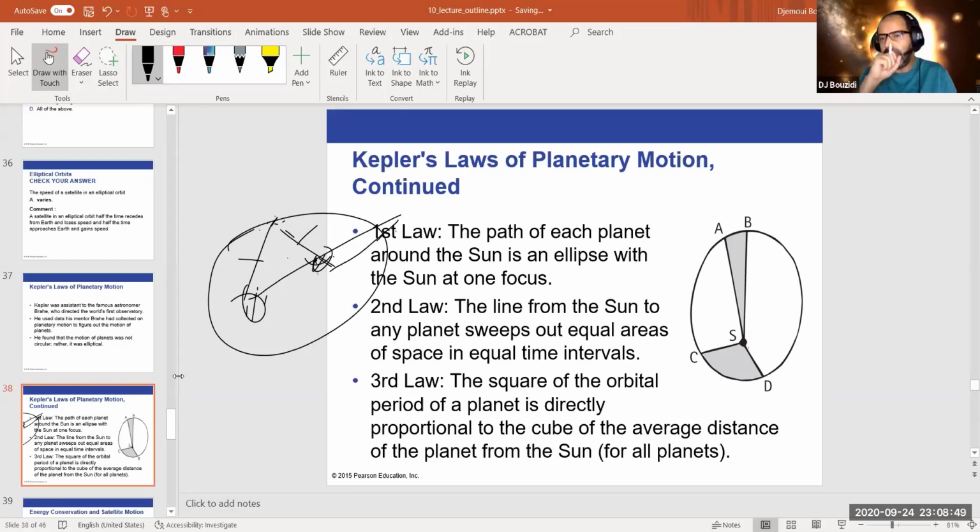So, the second law says, if you take a line and draw it from where the sun is to any planet, and at that time the planets that were known were Mercury, Venus, excuse me, Mars, and of course Earth. Now we know that Earth is a planet too. Mars and Earth, Jupiter and Saturn, okay? 6 planets that we know of.